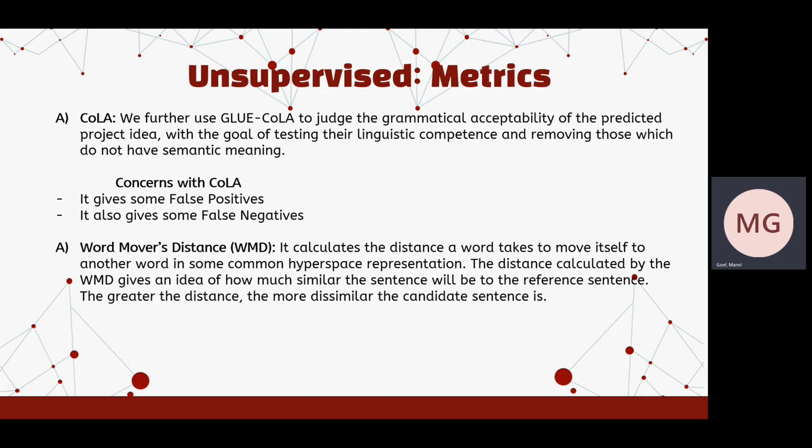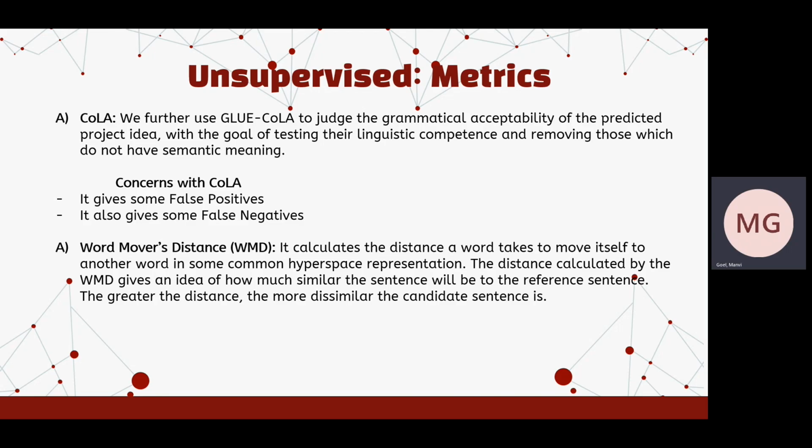However, there are a few concerns with COLA. The first one being that it gives some false positives. What it means is that an idea could be tagged semantically correct using COLA. However, it might not be treated as an ML project idea. It may also result in some false negatives, meaning that an idea gets removed since it has a low semantic score obtained from COLA, but it actually can be treated as an ML project idea.